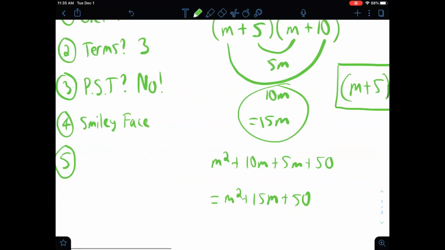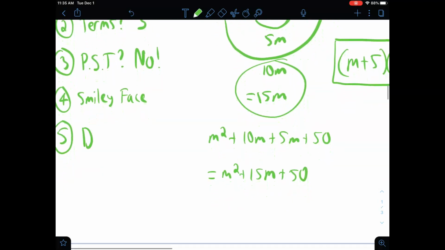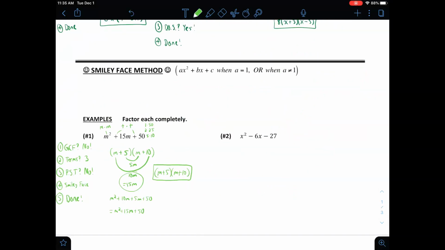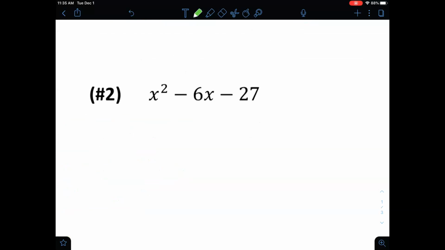Okay, so that is the smiley face method. So now we did smiley face and we're done. Okay, it's smiley face because it makes it kind of a smile in the middle there with the loops. Okay, let's do number 2.